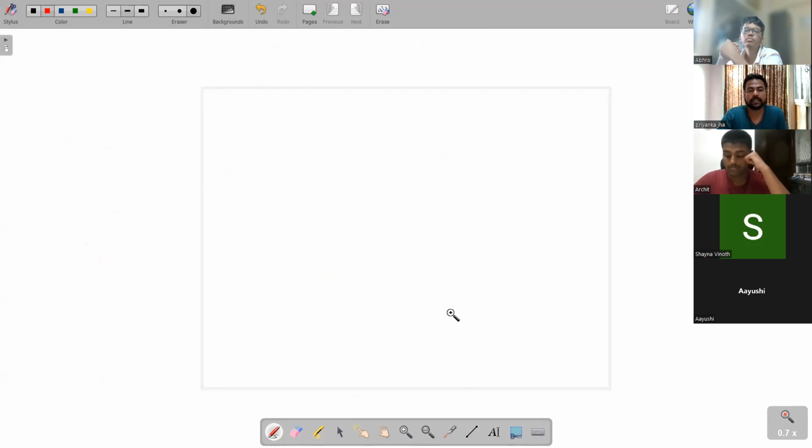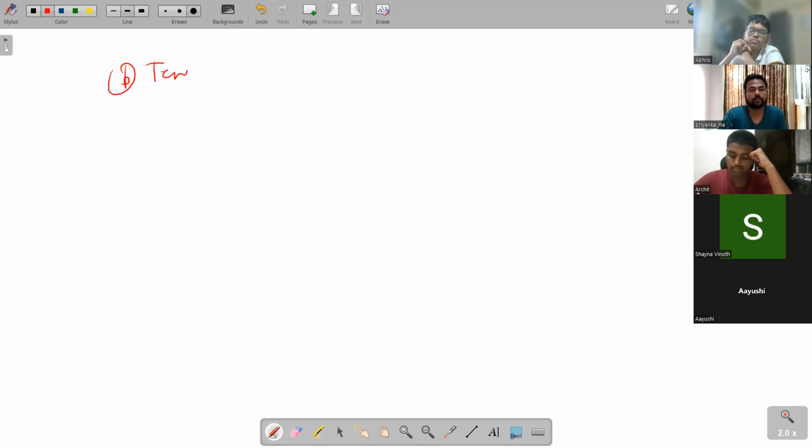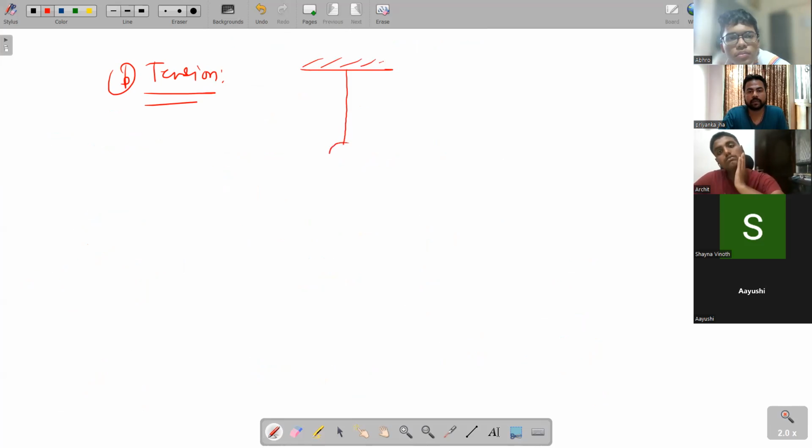Second type of force is tension. See, tension, like suppose the ball is hanging like this.